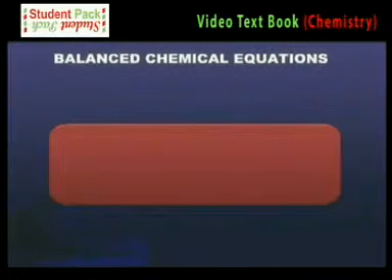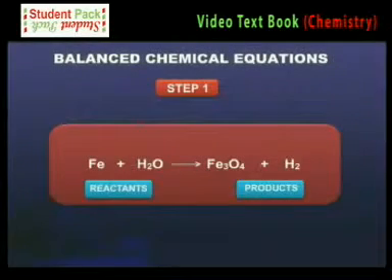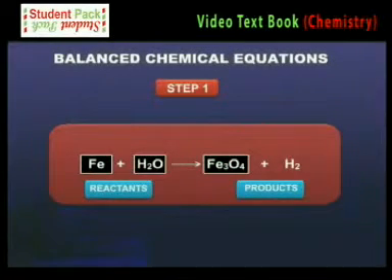Let us consider another equation and try to balance it. Fe plus H2O gives rise to Fe3O4 plus H2. Step 1. To balance a chemical equation, first draw boxes around each formula. Do not change anything inside the boxes while balancing the equation.